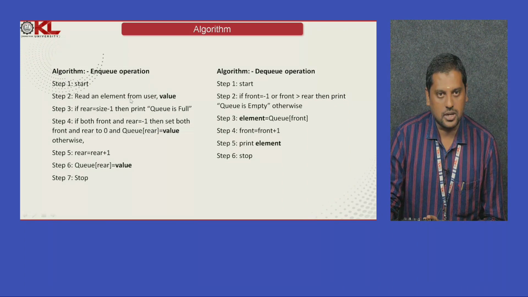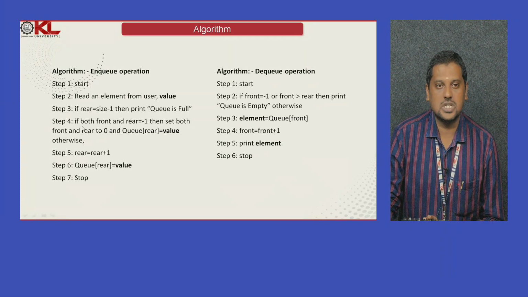If I read an element from the user in the variable called value, the first condition we have to check is whether rear is equal to size -1. If rear value is equal to size -1, it means the Queue is full. It means further we cannot NQ any value into the Queue.